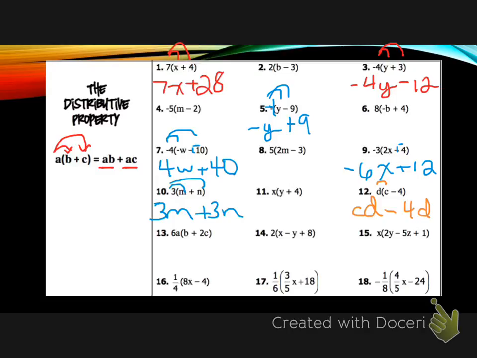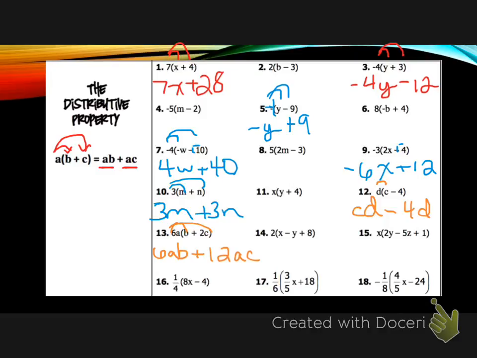Number 13 looks a little tricky. We've got lots of letters in here. An a, a b, and a c. So we're going to take 6a times b, your first term. So you've got 6ab. Then you've got 6a times 2c. You're going to multiply the numbers. 6 times 2 is 12. Well, no other a, no other c, so you've got 12ac.